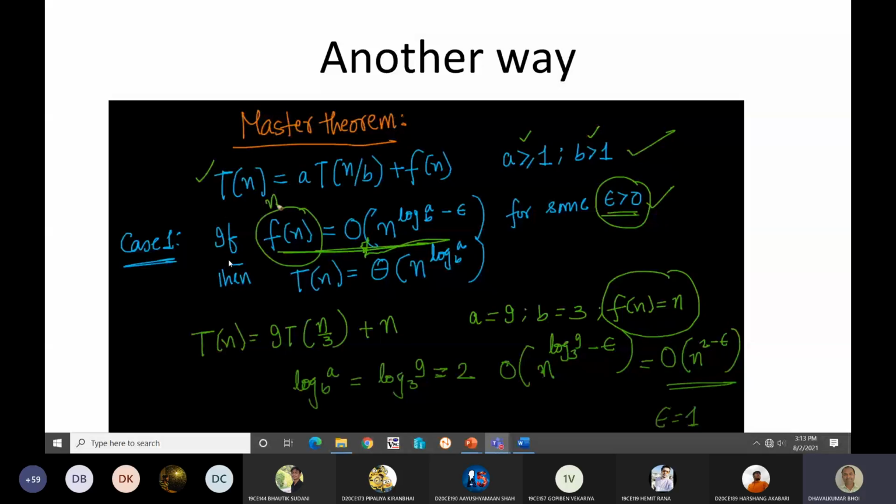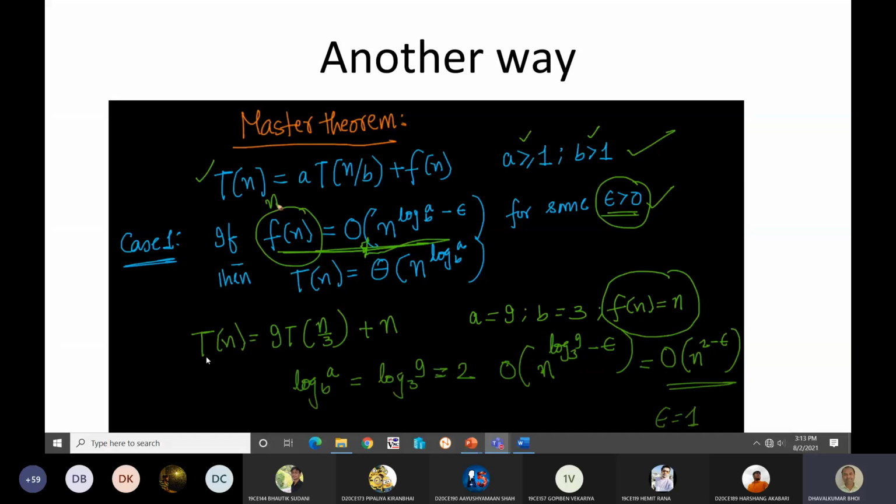They have written here, if f of n is equal to big O of n raised to log a base b. Earlier we were finding the value of a and the value of b raised to k. Now here, you have to find out the value of n raised to log a base b. And if there is some epsilon value present, and the value of epsilon should be greater than 0, we can say T of n is equal to theta of n raised to log a base b. Let me show you.